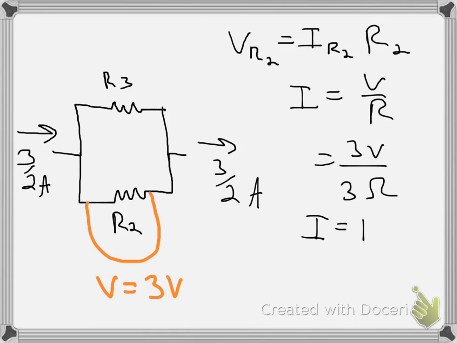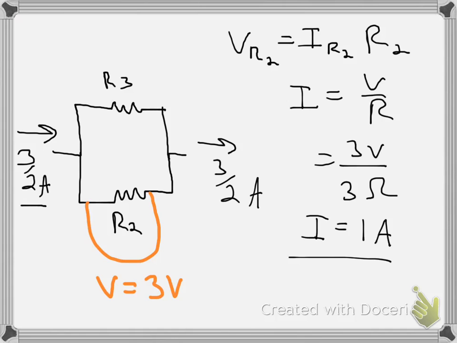So I've got a current here of 1 amp. So we perform the same checks we did in the earlier videos when we were looking at this. Let's ask ourselves, is this current, 1 amp, less than the current that's flowing in? And in fact it is. We've got 1.5 amps or 3/2 amps coming in. So we've got 1 amp flowing across R2.